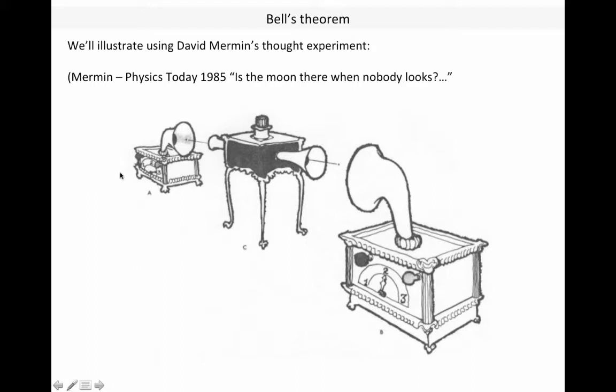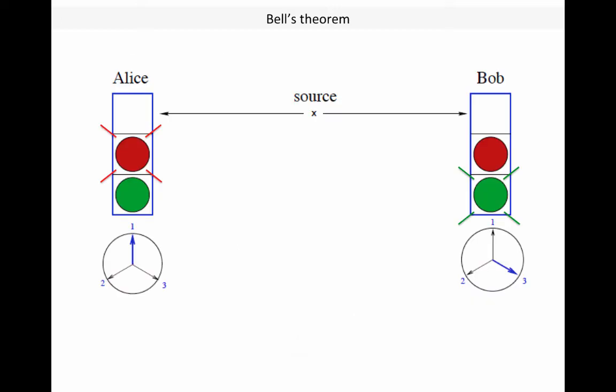In Mermin's experiment, you have a source of particles at the center here, and every now and again it spits out two particles in opposite directions. And then you have two observers, A and B, often referred to as Alice and Bob, who have two detectors, and they detect these particles. Now, the way their detectors work is as follows.